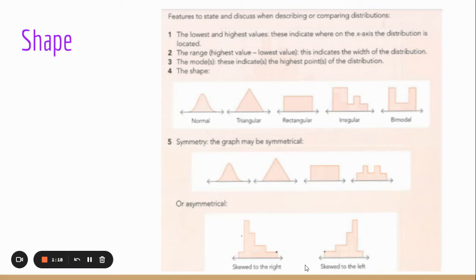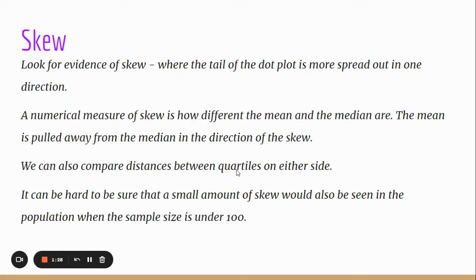For these asymmetric ones, where they're skewed on one side, just remember that the skew goes to the tail. So if the tail is on the right, it's skewed to the right. We're looking for evidence that it's skewed where the tail of the dot plot is. We can look at the box and whisker to help us out there. A numerical measure of skew is how different the mean and the median are. If the mean is pulled away from the median in the direction of the skew, we can compare these distances between the quartiles on either side as well.